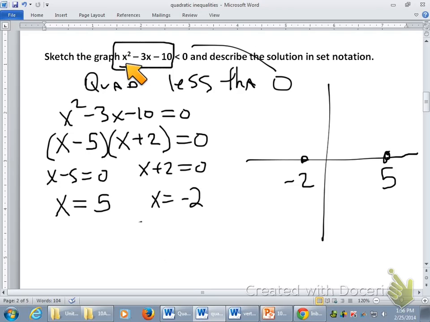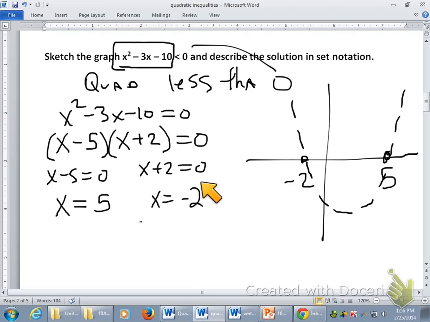I think it opens up. Isn't A positive? Yeah, positive 1. So I know that it's going to face up. I'm looking at this sign and we just talked about this. Is this going to be a solid or dotted line? Dotted. So I'm going to do a dotted quadratic that faces up.